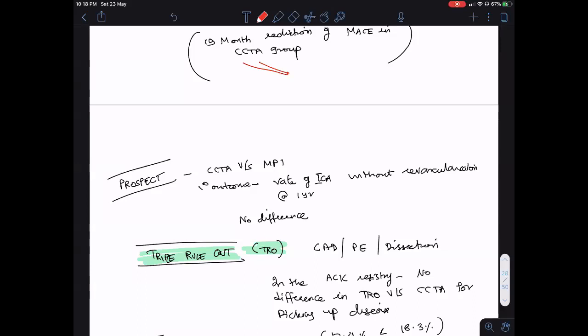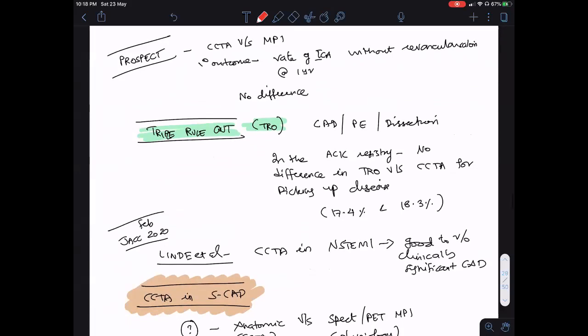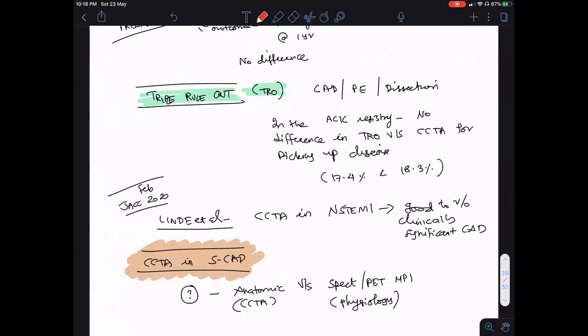So when it comes to using a CT in an acute setup, it still needs a lot more work, which is, again, I'll come to CT-FFR later. Maybe CT-FFR may be of some help. So triple rule out, as we all know, can help in stratifying coronary artery disease, pulmonary embolism, and aortic dissection in patients who come with acute chest pain.